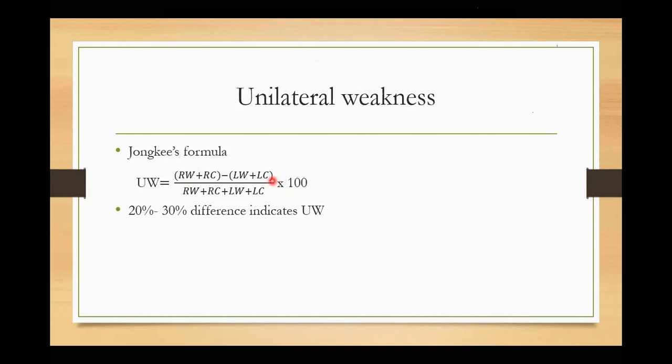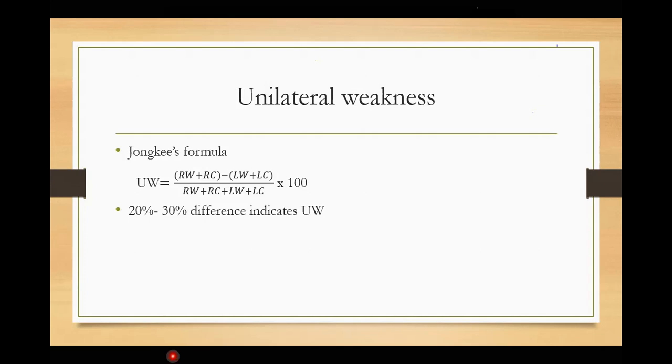So we will multiply by 100, and if the unilateral weakness is less than 20 or 30, the difference between the right and left is 20 or 30, then it is acceptable. Okay, if it is more than 30, it's definitely pathological. One side is stronger than the other. Few clinics take 20 as the limit. If it's 25 percent, then they consider it as unilateral weakness. Few clinics take it till 30 percent. Okay, so it all depends on the normative values.